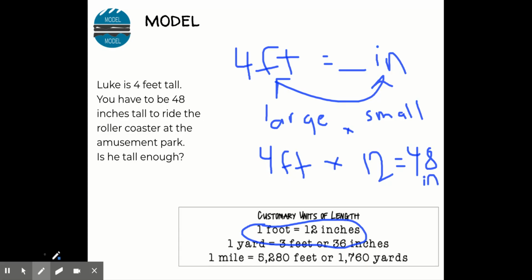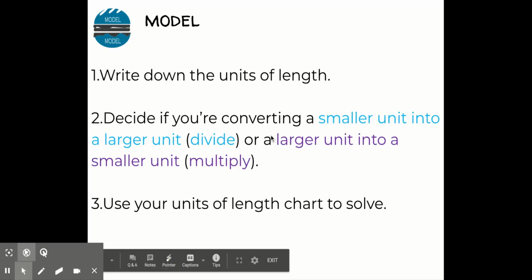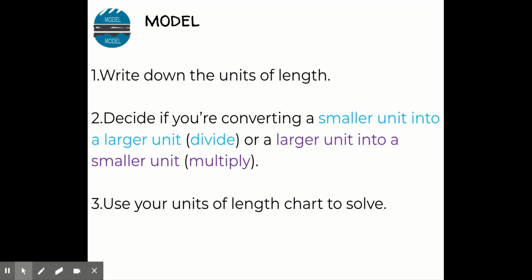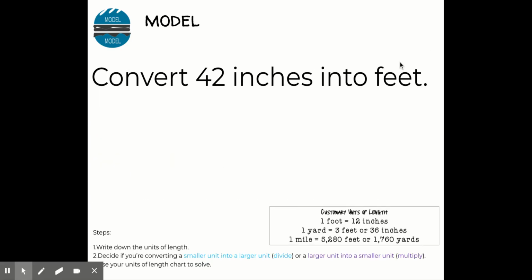So is Luke tall enough to go on the roller coaster? He sure is. Now let's go over our steps. The first thing we need to do is write down the units of length. We have to decide if we're going to be going from a smaller unit into a larger unit or larger into smaller. That will help us determine if we're dividing or multiplying. Then we'll use our chart to help us.